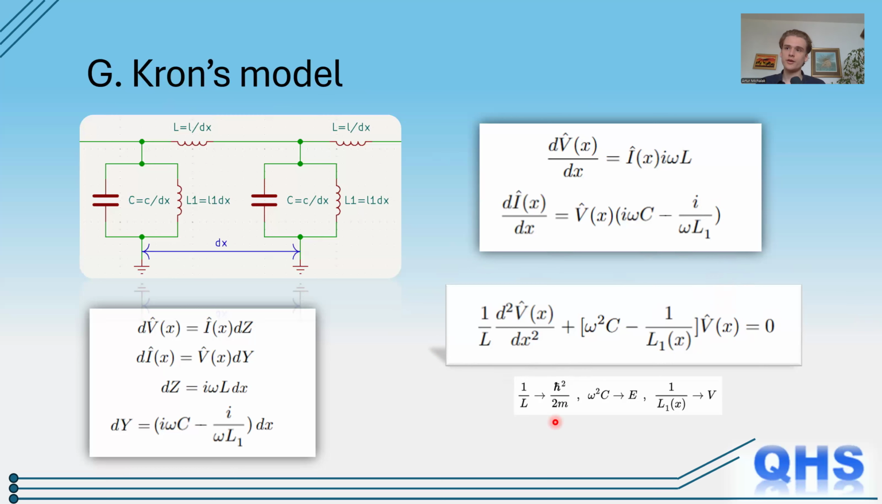If we substitute 1 divided by L as h bar squared divided by 2m, and omega squared c as energy, and 1 divided by L1 as effective potential, we just get a Schrödinger equation, where the voltage on each node represents a Schrödinger wave function.